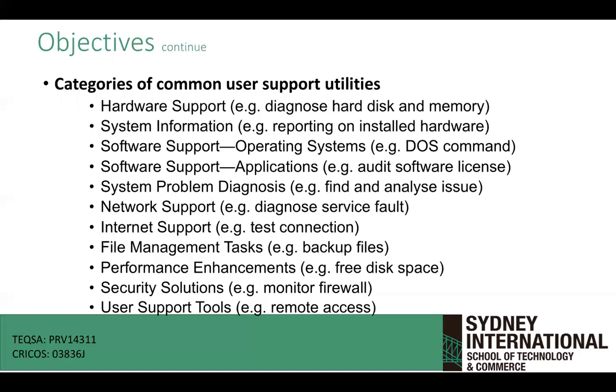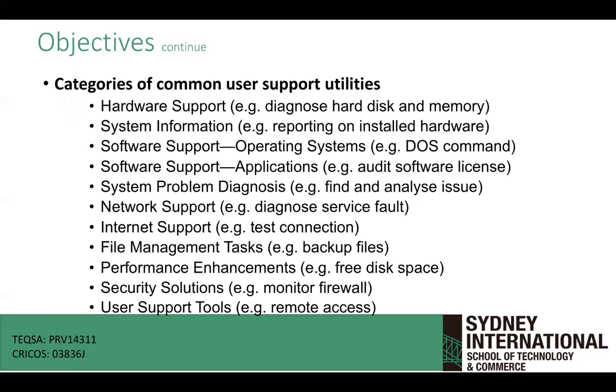If you think about system information, for example, we're going to generate reports on installed hardware currently available on my computer. If I talk about operating system utilities for software support, for example, there's a DOS command that is available. You can write whatever command you would like using the DOS command to get the computer into action. Talk about software support and specifically application support. We're going to have to, for example, audit the software licenses. Do we have the license? Do we not have the license? Any things we need to change and so on.